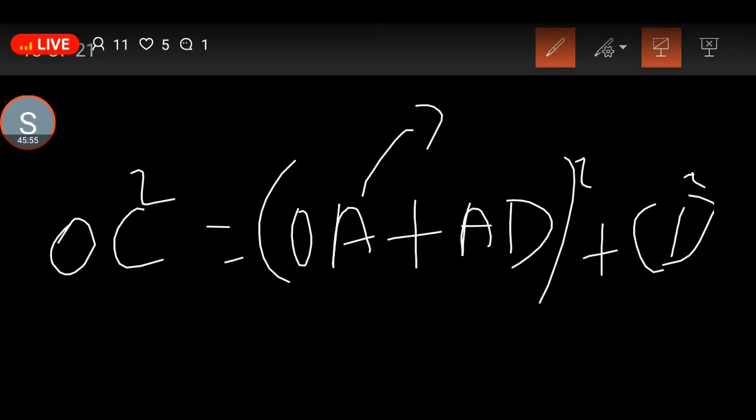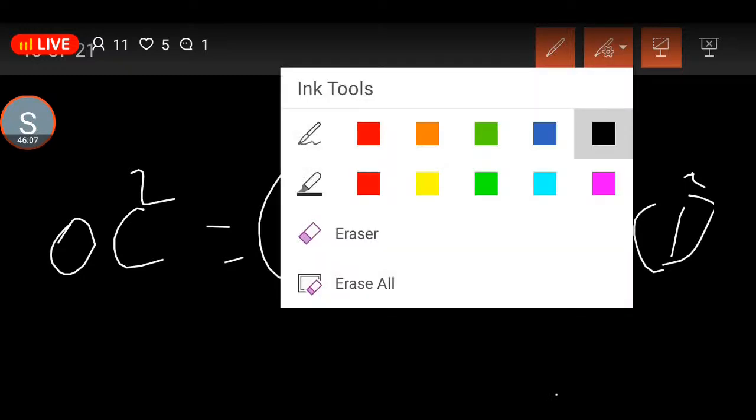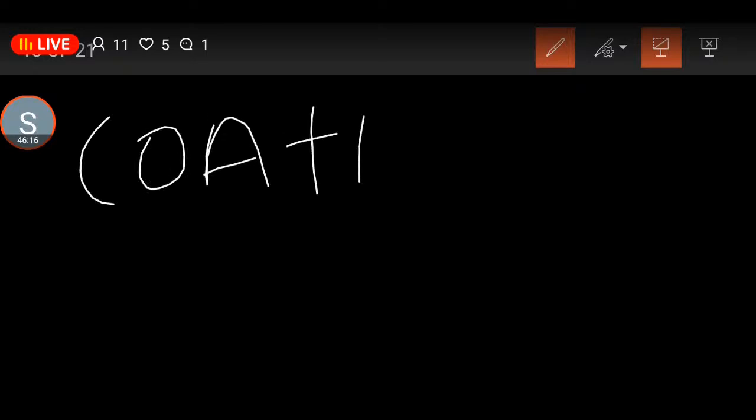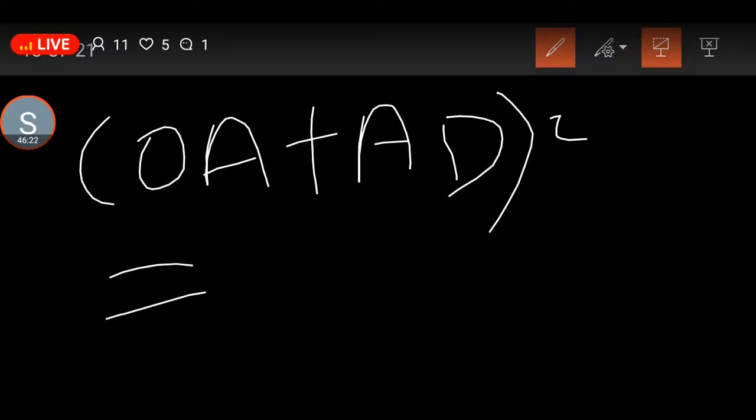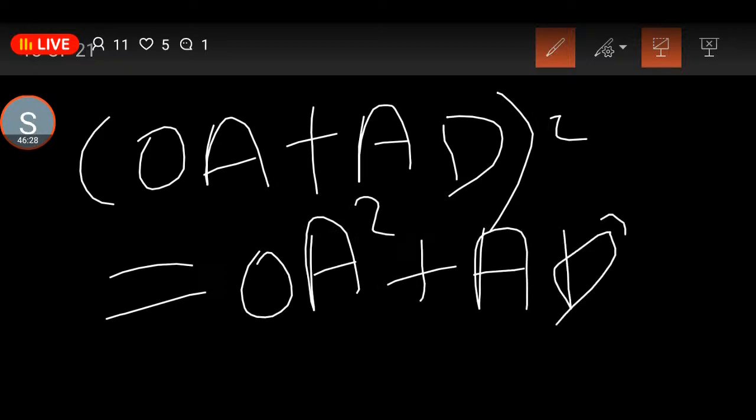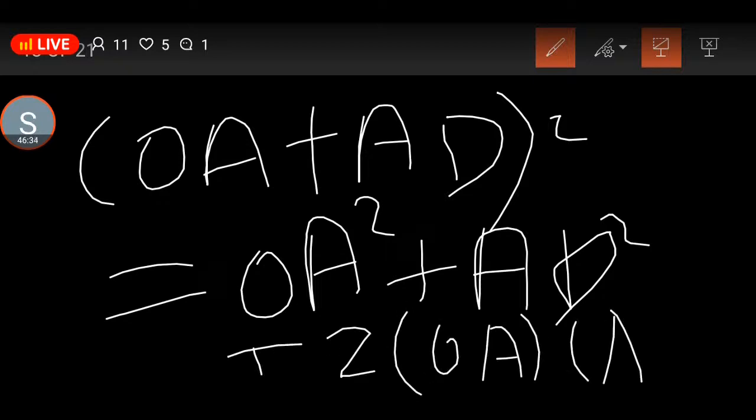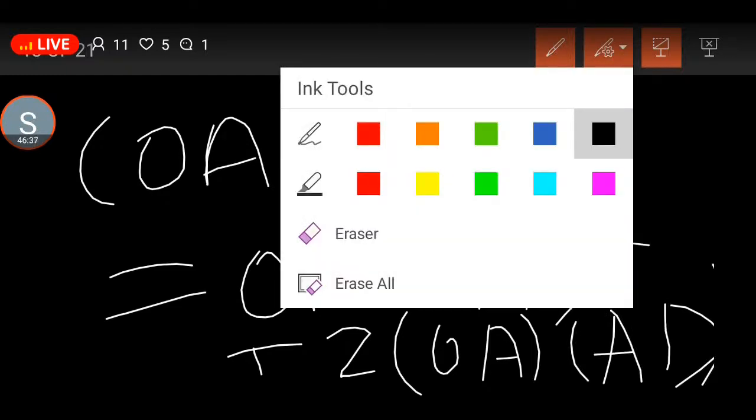This is actually OD. I split OD into two things. I want to know OA, right? OA, AC, that I wanted to know. This extra I have done perpendicular. So now, using that, first I'll split this (OA plus AD) square. When I split this, the answer will be OA square plus AD square plus 2 OA into AD.